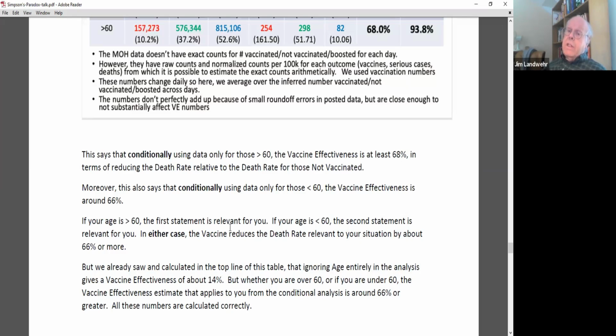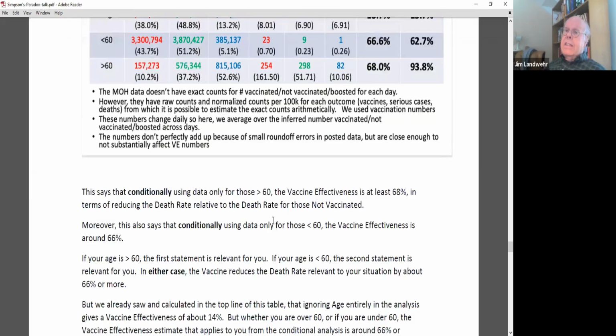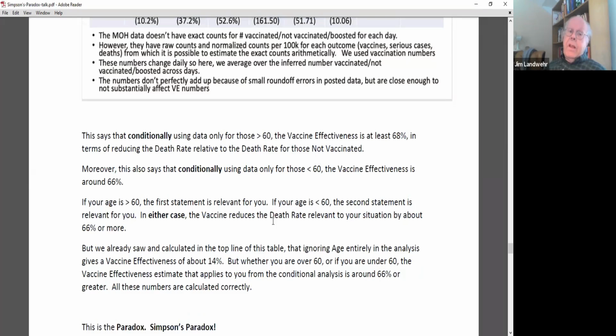Conditionally using data for only those less than 60, the vaccine effectiveness is around 66%, 66, 63, whatever. So how does this relate to you? Well, or to anybody. If your age is greater than 60, then the first statement is relevant for you, and the vaccine effectiveness is around 65% or higher. If your age is less than 60, the second statement is relevant for you. In either case, the vaccine reduces the death rate relative to your situation by about 66% or more.